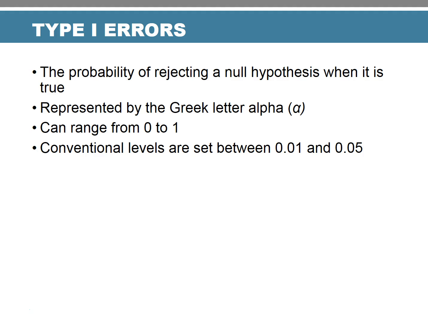With type 1 errors, this is the probability of rejecting the null hypothesis when it is true. We represent this by the Greek letter alpha, and this can range from 0 to 1. Conventionally, we set this at 0.05. We can go between 0.01 and 0.05. 0.05 is what we use if we don't have a reason to do something different, but when we want to be more stringent with our decision making, more conservative, and really only conclude that the null hypothesis is not true and reject it, we want to be more sure we're making a correct decision, so we would set a lower significance level here.